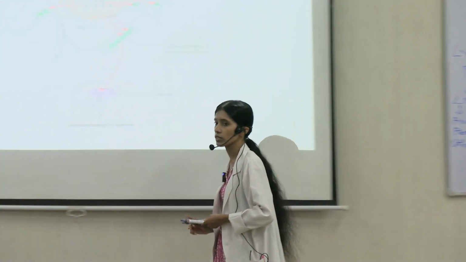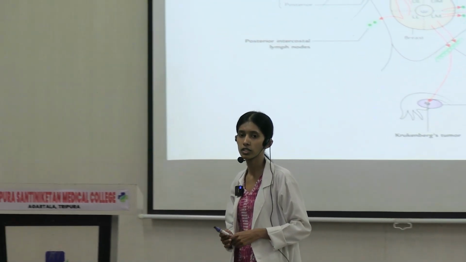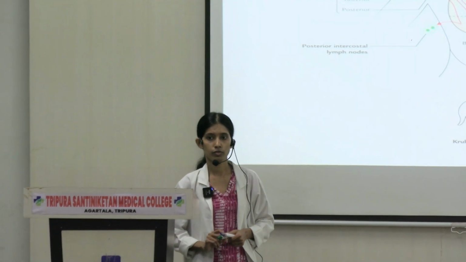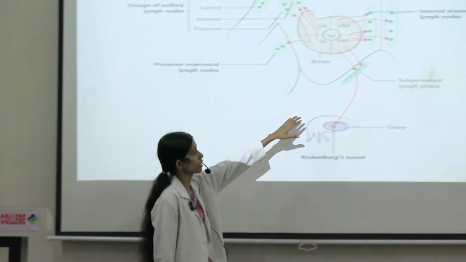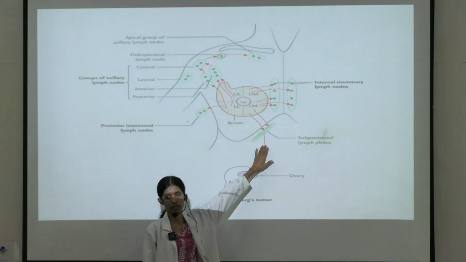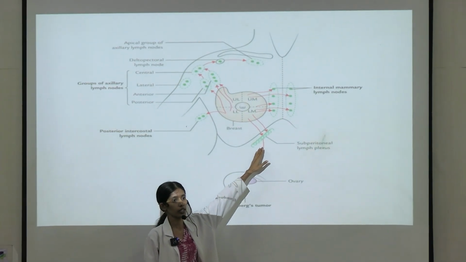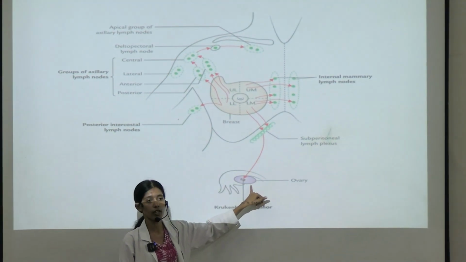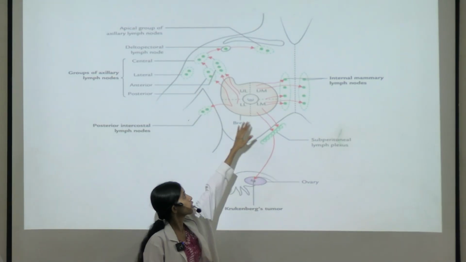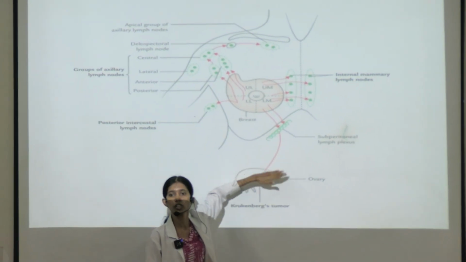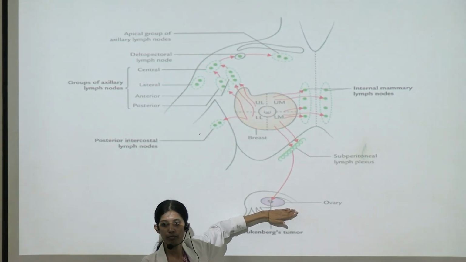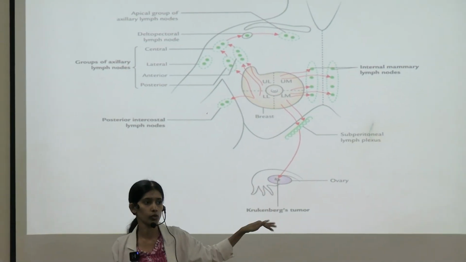Okay, any doubts in this diagram? No doubts? If you see in this diagram, I have mentioned the subperitoneal lymph plexus, right? From the subperitoneal lymph plexus, it reaches until your ovary. So this goes from the mammary region to your abdominal region, and from the abdominal region to your pelvic region. Okay, this is how the flow chart goes. Any doubts? No doubts? What about the clinical importance?